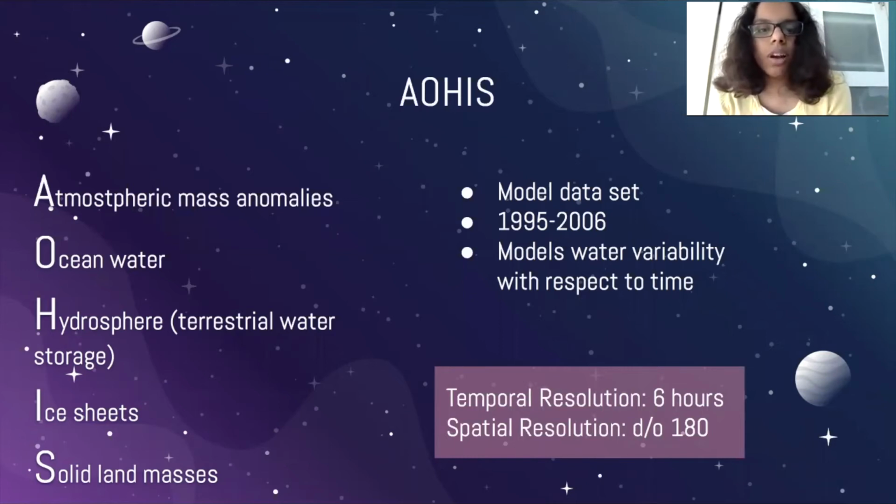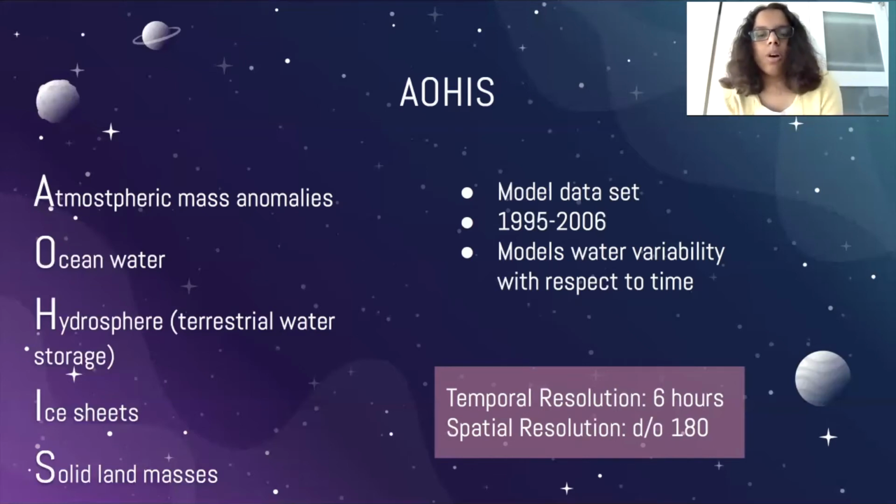It accounts for gravity changes from a variety of events, from atmospheric mass anomalies to ocean water, to terrestrial water storage, which is also known as the hydrosphere, to ice sheets, to solid land masses, hence the name AOHIS. Its temporal resolution is 6 hours, and its spatial resolution is spherical harmonic degree order 180.